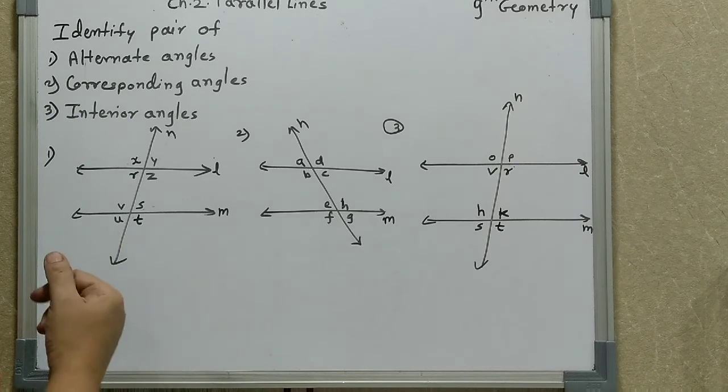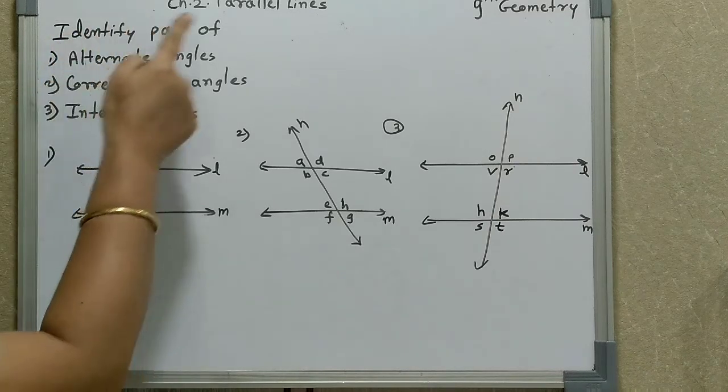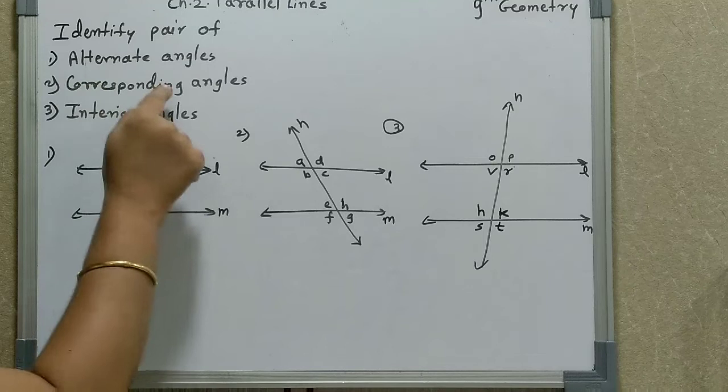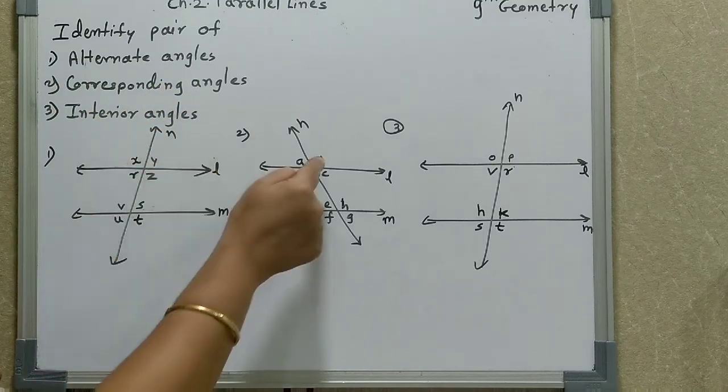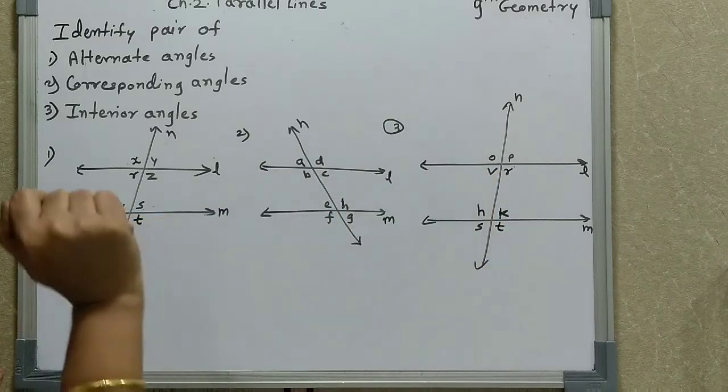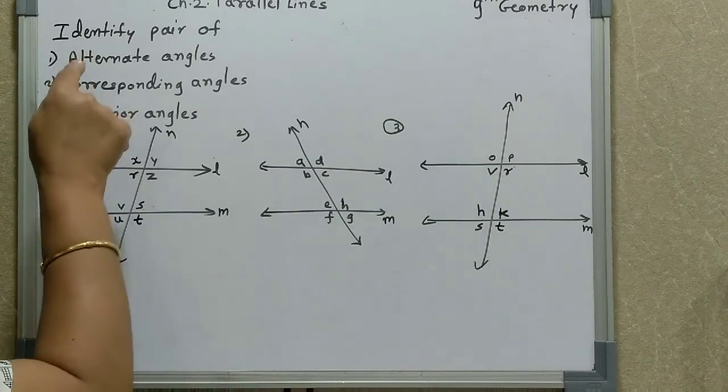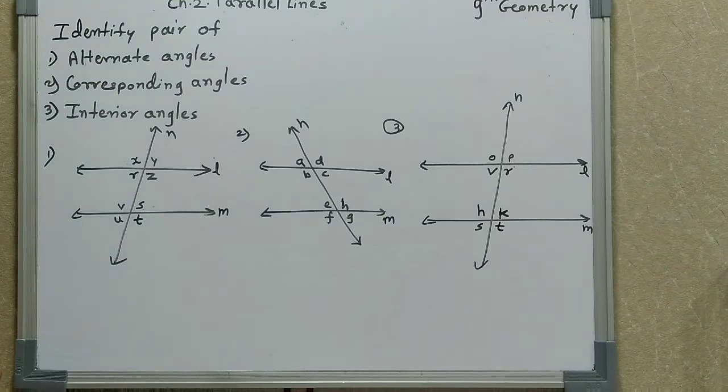See, this is the homework given to you. Identify pairs of alternate angles, corresponding angles and interior angles. This is the first diagram, second one and third one. So all of you identify these three types of angles and note down in your notebook.